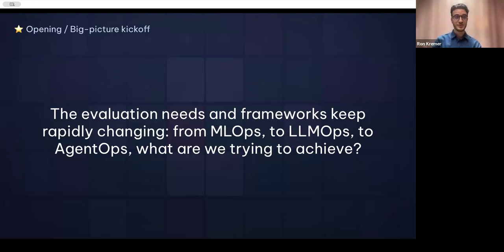With agents, you have to measure tool usage and whether they actually succeed in the task that you set them, right? The second point that I think we're trying to achieve with all of these ops frameworks is debuggability, right?